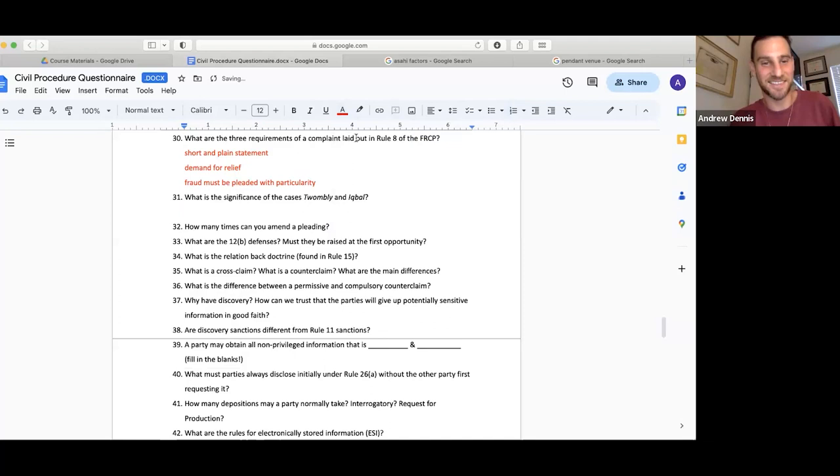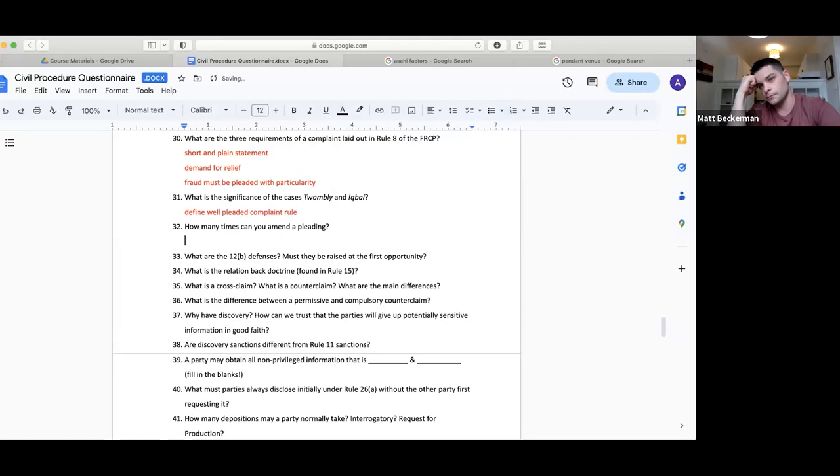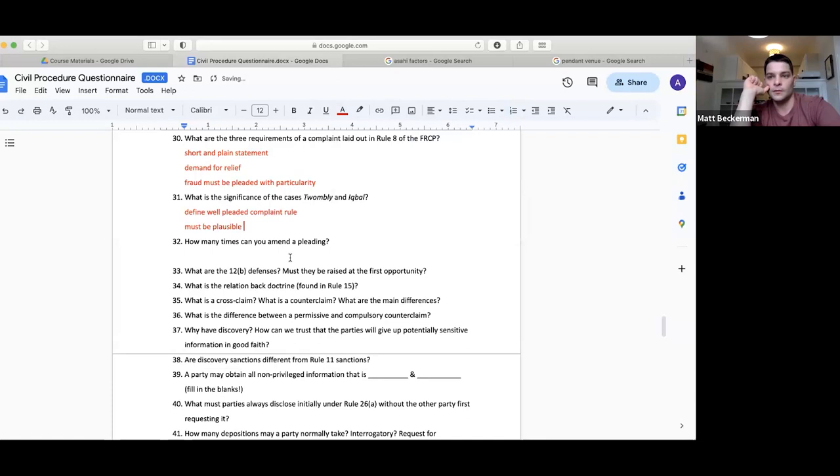They just defined the well-pleaded complaint rule, right? They kind of changed what a pleading is, and now we follow that. How many times can you amend a pleading? They have to be plausible. Plausibility is the big thing for those. But less than plausible, and what does that mean? No one knows.